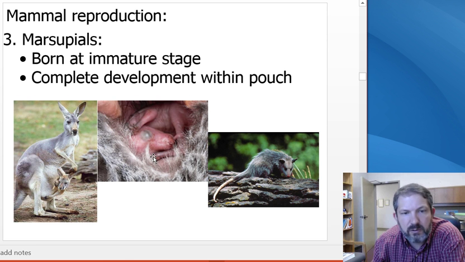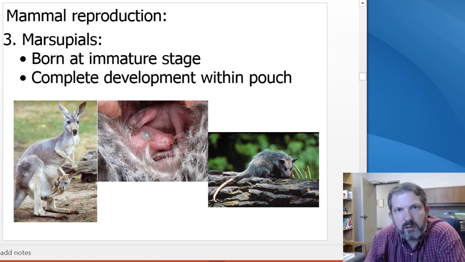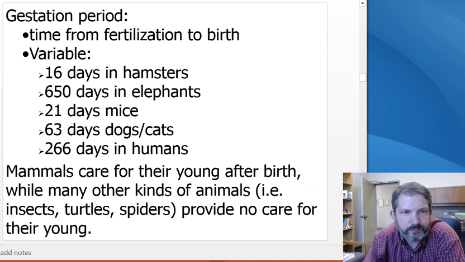Interesting side note, kangaroos can have two babies of two different ages attached to two different nipples, and they produce two different qualities of milk. They cater the milk to the growth stage of the baby. So kangaroos actually kind of win the prize for complex milk production.